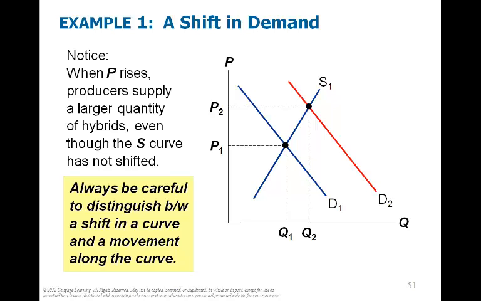Okay, example number 2. What do you think will happen if there is a technological advance that makes it easier or cheaper to produce hybrid cars? So remember our steps. First we have to figure out which curve it'll shift. We have to figure out which direction it'll shift the curve. And then third, we have to figure out what the new equilibrium price and quantity is going to be.